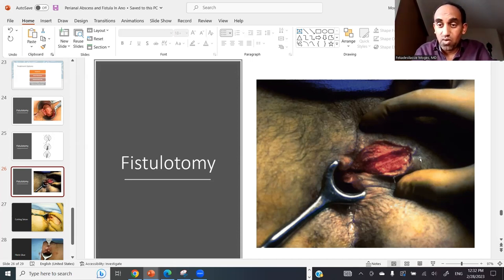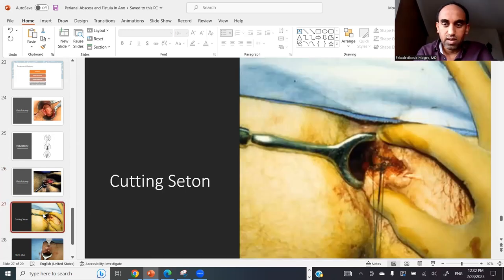So this is a raw area. It takes weeks, maybe months to heal. But that's a definitive treatment. Otherwise, the patient will have closure, the discharge disappears, it comes back again, it disappears, it comes back again. It's very, very troublesome to the patient.